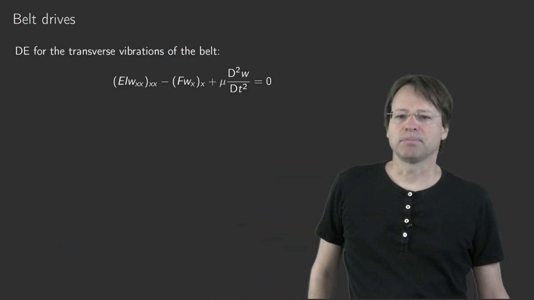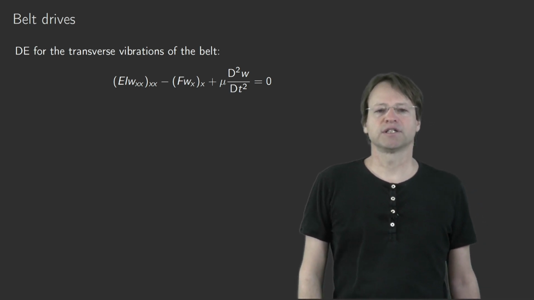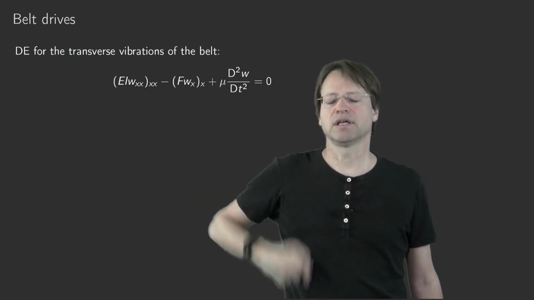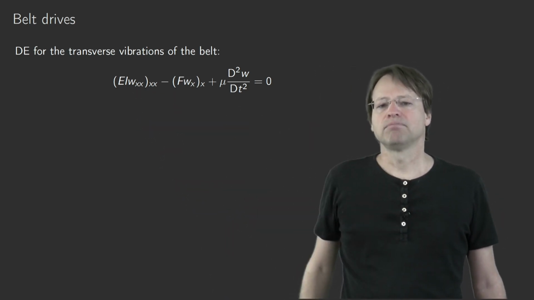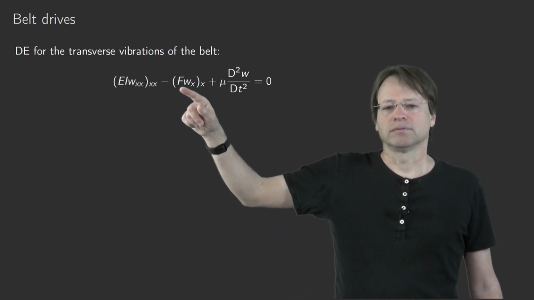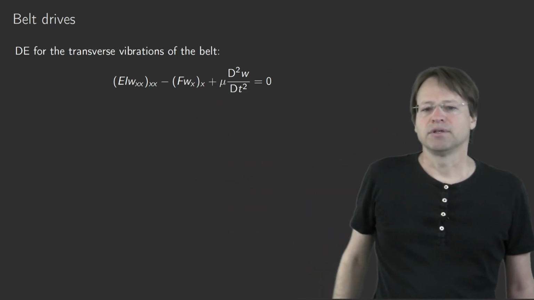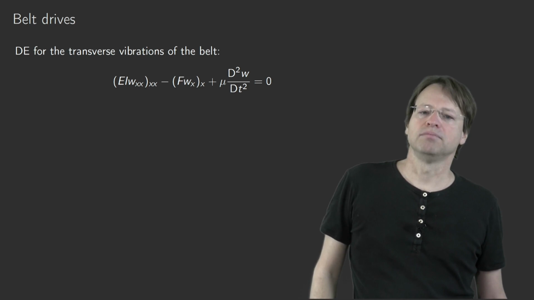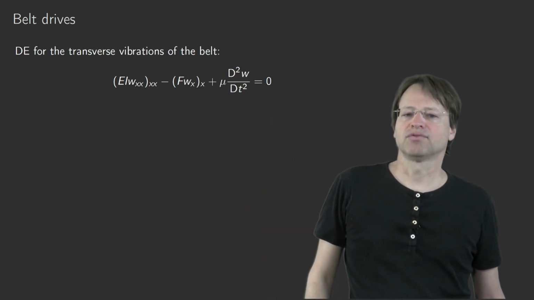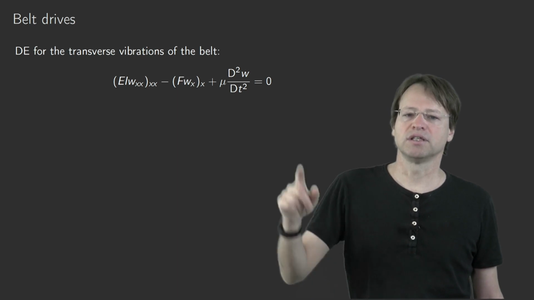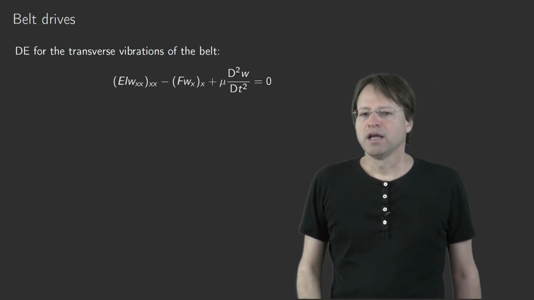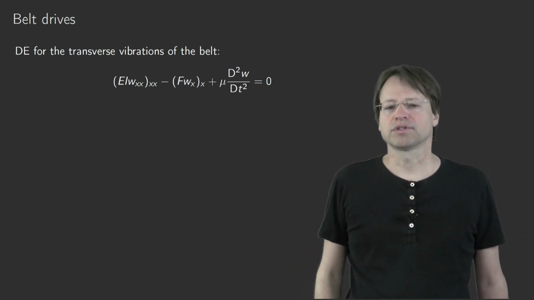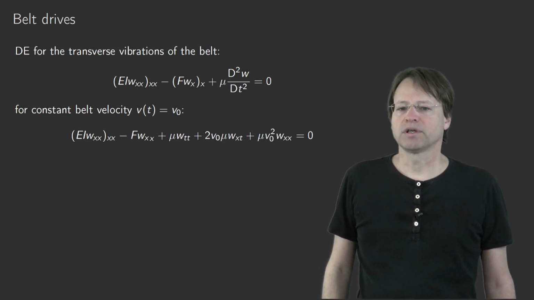The differential equation, a partial differential equation for the transverse vibrations of that moving belt, is simply here. The bending stiffness times w_xx, and then you take the second derivative again, and minus the longitudinal force F w_x, and you take again the derivative with respect to x, plus the inertial term mu times the second material derivative of w with respect to time, and this is equal to 0. I would like to insert here the material time derivative, but only for the case of a constant belt velocity, and just to show you what you would get there.